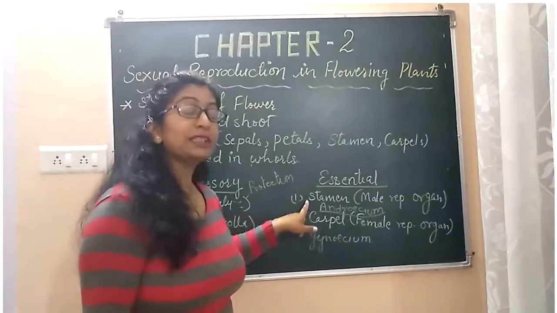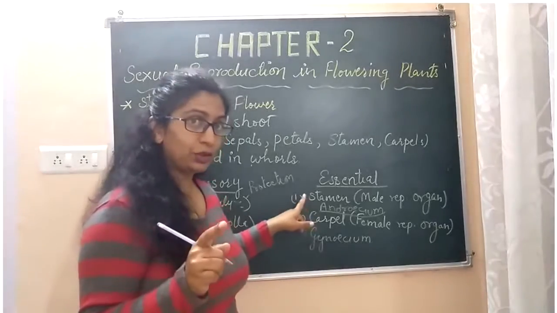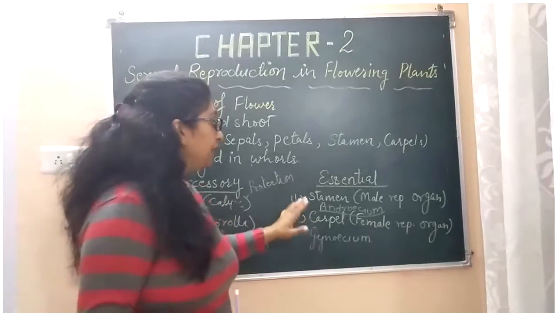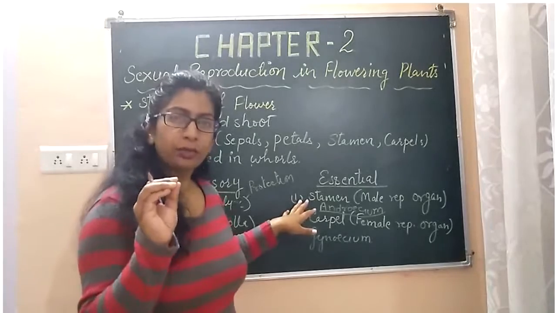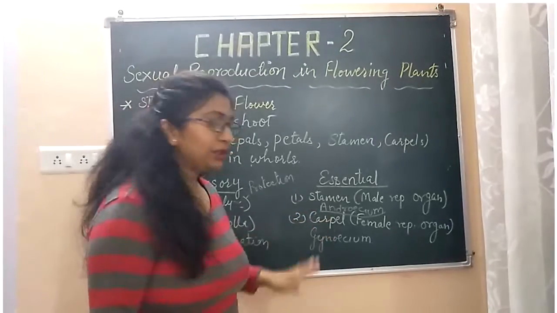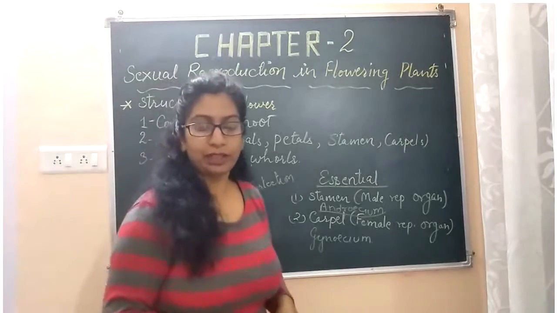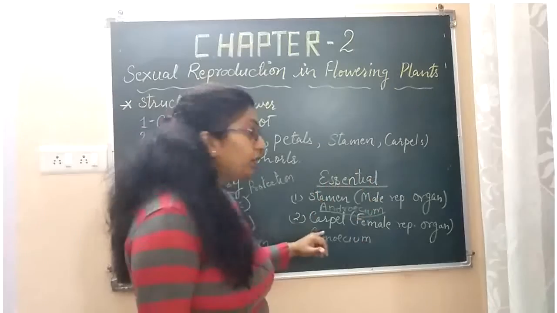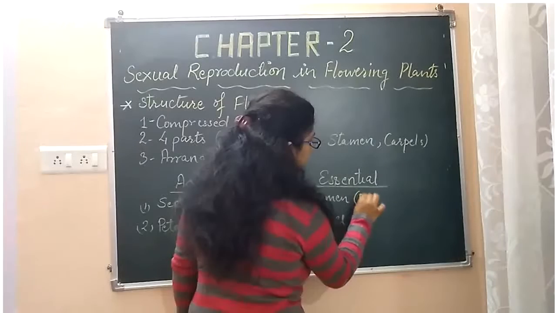Stamen is also known as microsporophyll, because the pollen grains that are produced inside it are very small in size. And carpels are also known as megasporophyll. Mega means big. Your female reproductive organ.